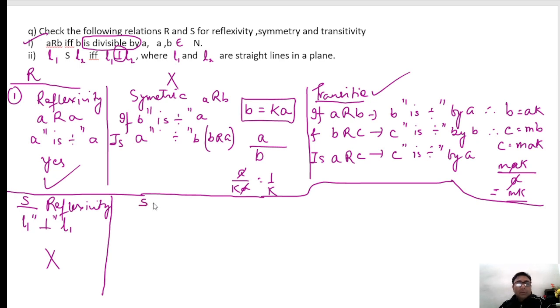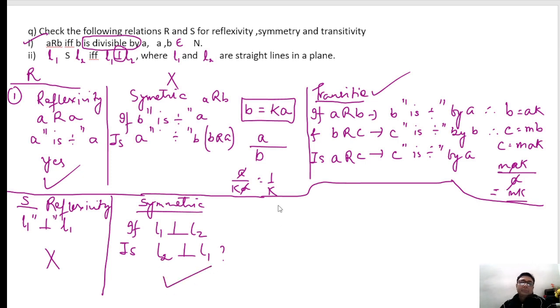Next, come to symmetric. If L1 is perpendicular to L2, is L2 perpendicular to L1? Is this valid? Definitely this is correct. L1 is perpendicular to L2, so L2 is perpendicular to L1. So it is symmetric, right?